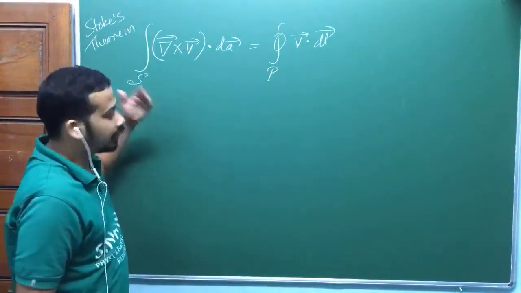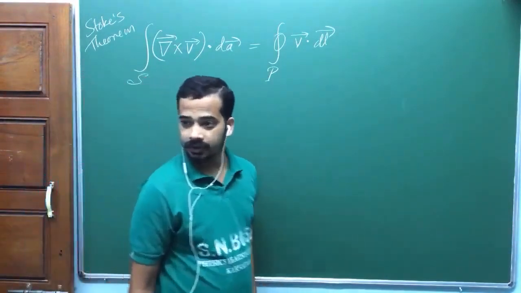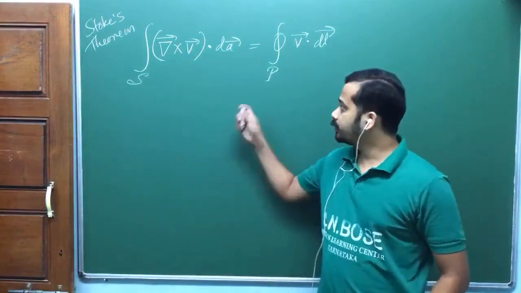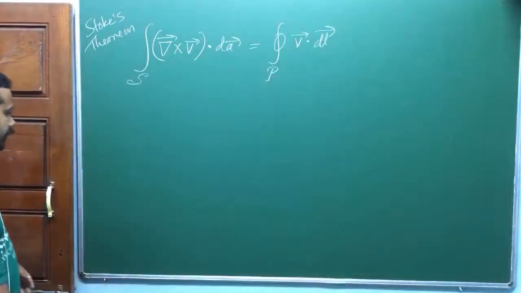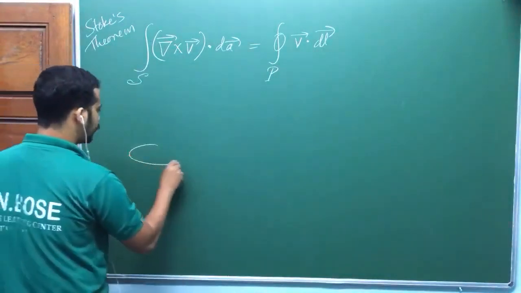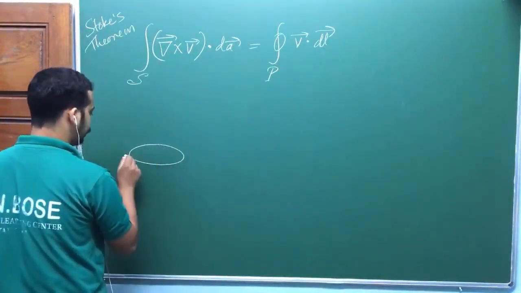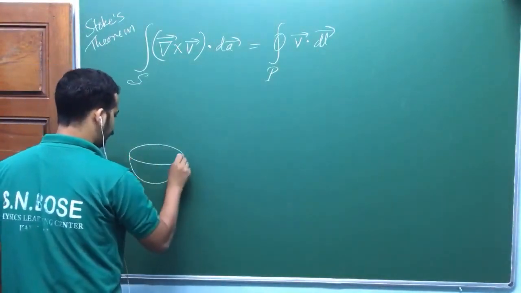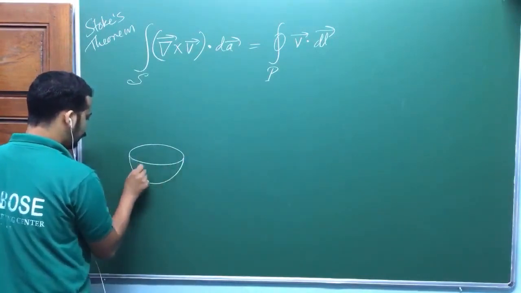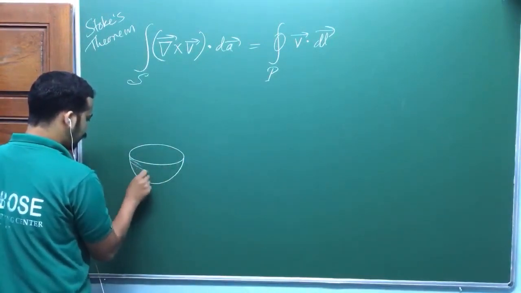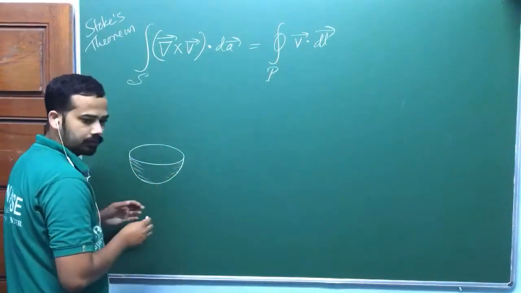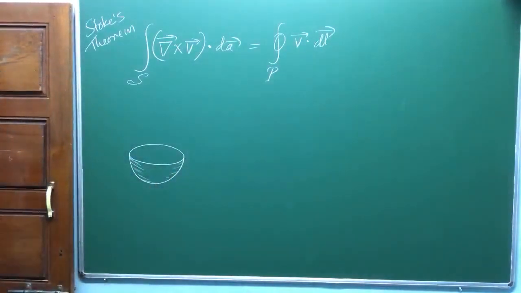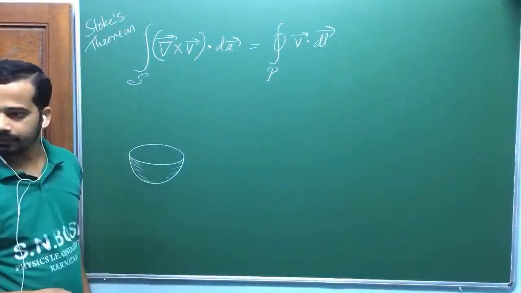But what I have done is I have taken the surface initially, then I defined the path. This path is the boundary line of the surface, isn't it? The best example is a hemispherical bowl. Hemispherical bowl, can you imagine? Now again, this is an open surface, am I right? This is an open surface.